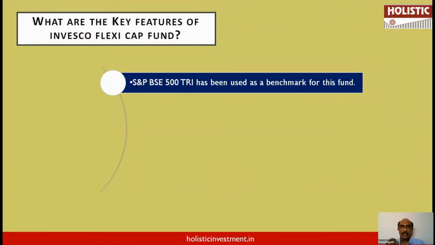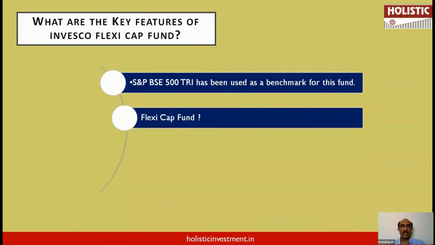The benchmark for this particular fund is BSE 500 because this fund invests in a wide range of large, mid and small. BSE 500 is a wide index, so they have chosen the right benchmark.